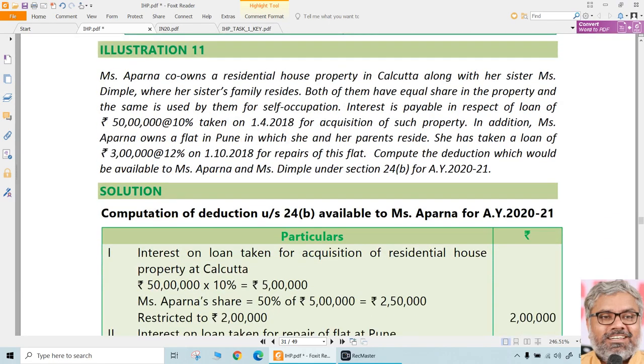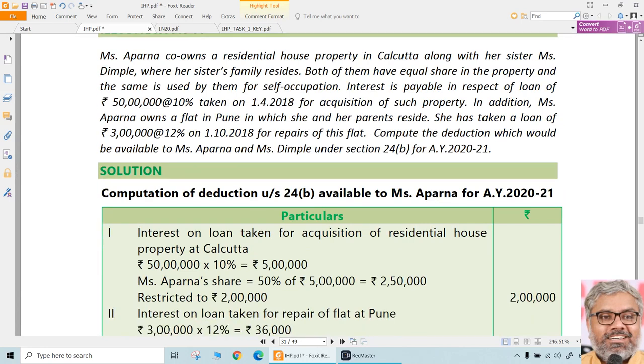Look at an example here. Illustration 11. Miss Aparna co-owns a residential house property in Calcutta along with her sister Miss Dimple, where her sister's family resides. Okay, who resides there and all, we don't care. Both of them have equal share in the property and the same is used by them for self-occupation. Interest is payable in respect of a loan of 50 lakhs rupees at the rate of 10% taken on 1/4/2018 for the acquisition of such property.